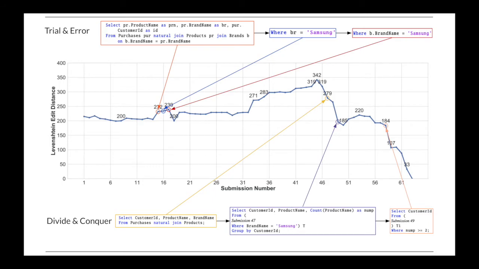Lastly, we notice when edit distance doesn't change, it signifies that the student had either cleaned up comments in its query or resubmitted the same query out of frustration, like we see between submissions 25 to 28.